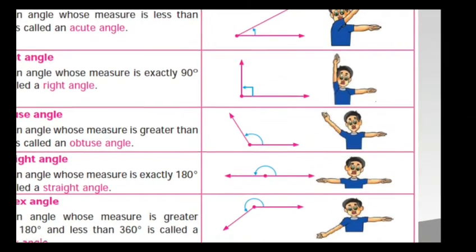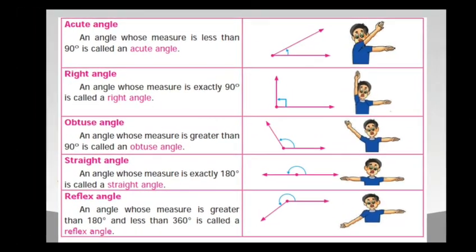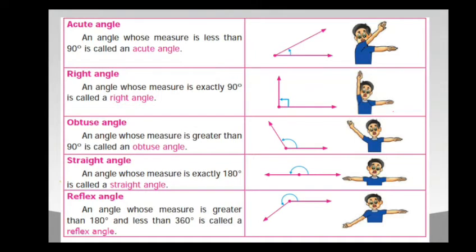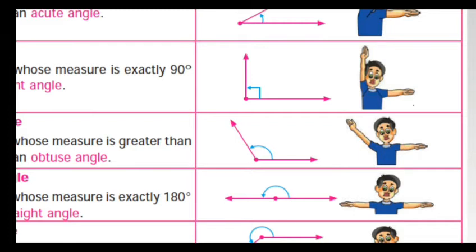So you can see here a boy doing actions. The first one is showing an acute angle. There the angle will be less than 90 degrees. So when an angle measure is less than 90 degrees, then that angle is called an acute angle. And the second figure is showing the angle between his arms will be 90 degrees. So when the measure of an angle is 90 degrees, then that is called a right angle.